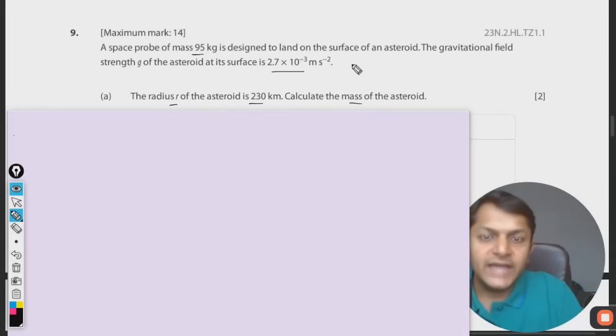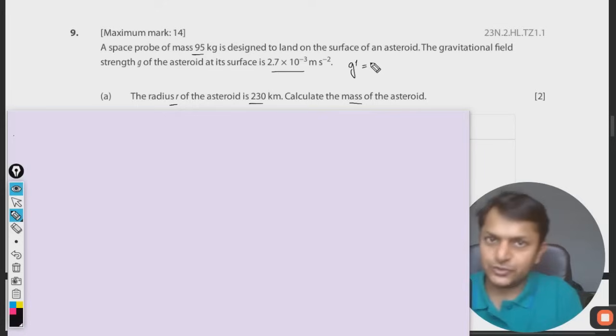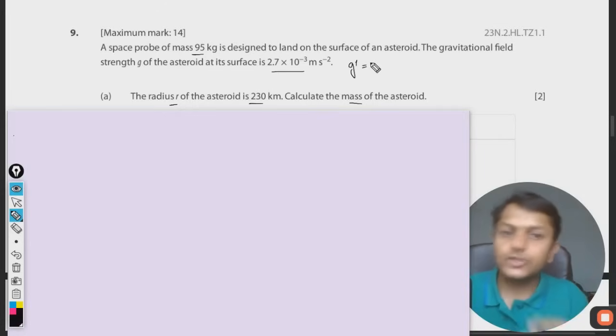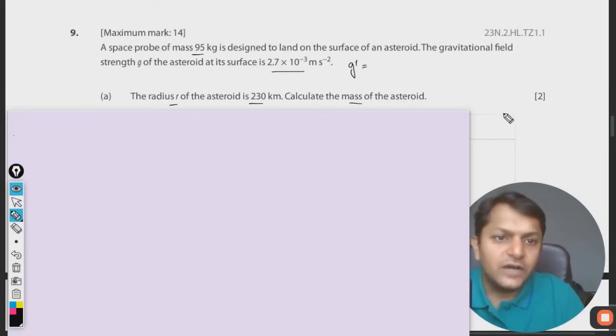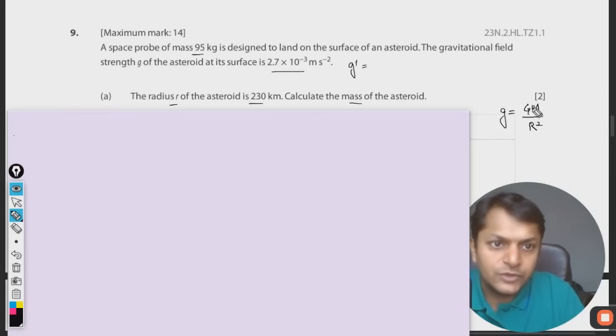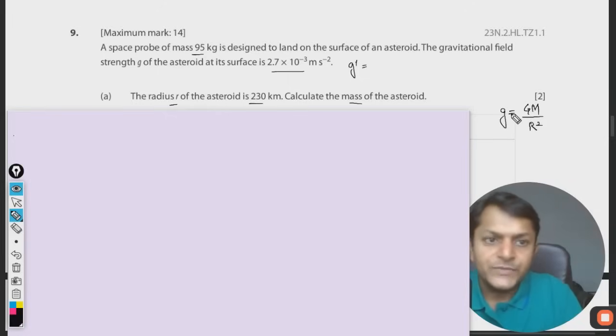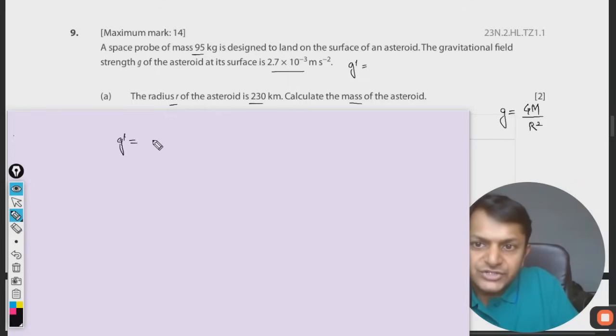Okay, so the acceleration due to gravity is given on the surface of the planet or the asteroid. Whether it is a planet or an asteroid doesn't matter, so don't get confused. We would be using the same formula for the acceleration due to gravity, g = GM divided by R squared, where capital R is the radius of the body. And accordingly, we can find the mass by rearranging the terms.